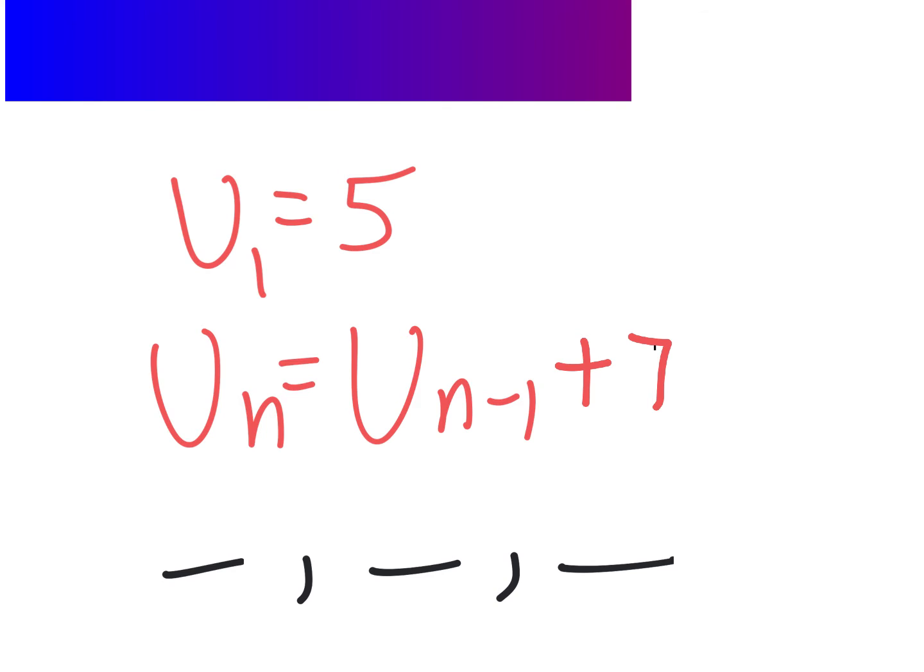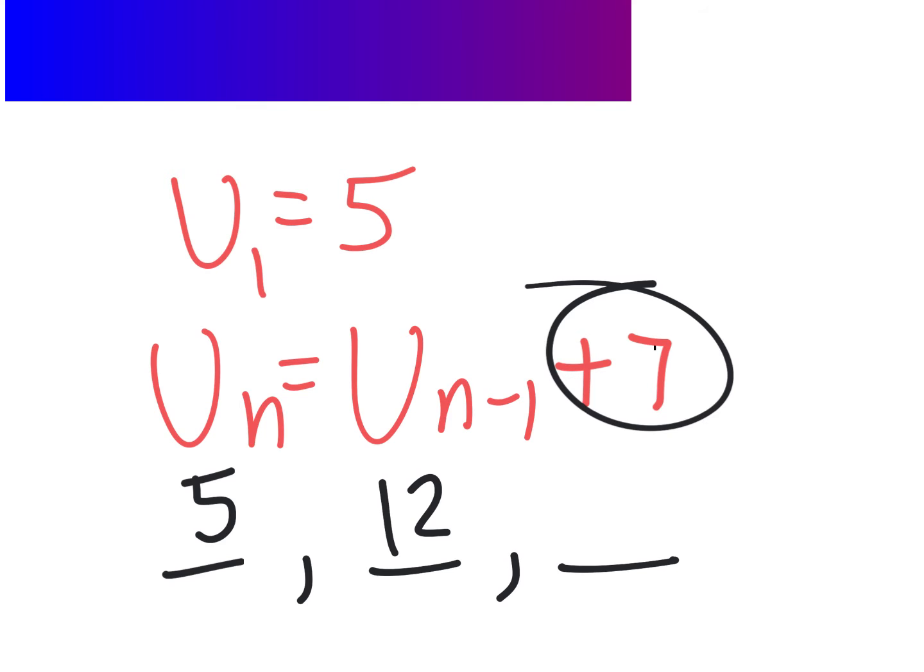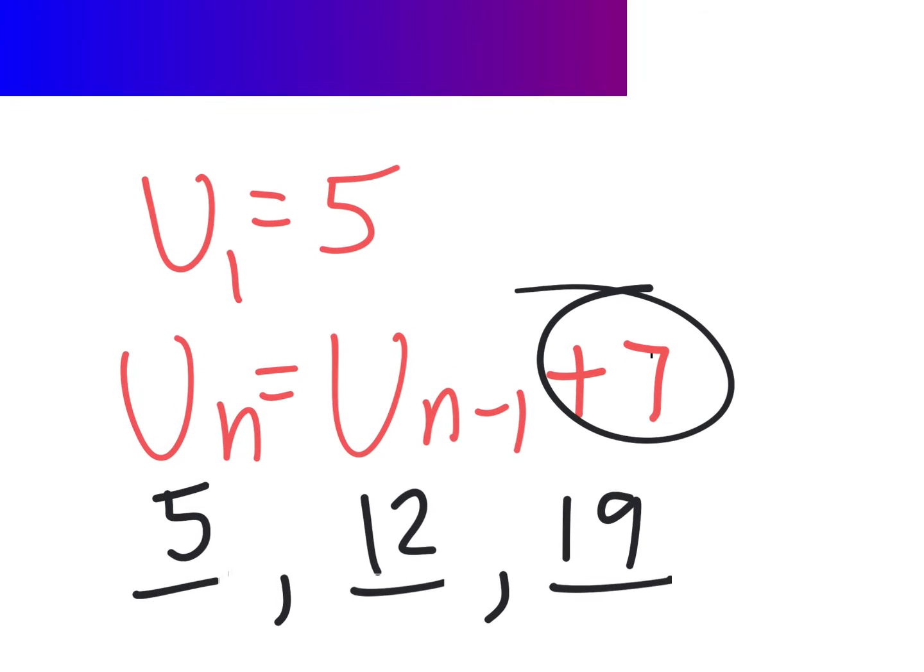JP, what's the first term? Hint, it's given. 5. And then the next term. Use your fingers and toes if you want to. No, we add 7. 12. And then add 7 again. 19. There you go. Those are the first 3 terms. Raise your hand if you had that. Okay, good. That's arithmetic because you're adding.